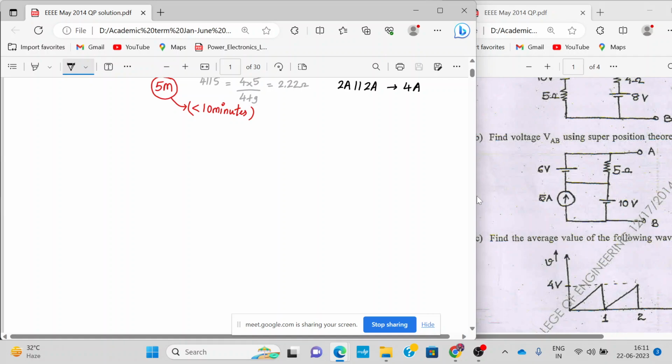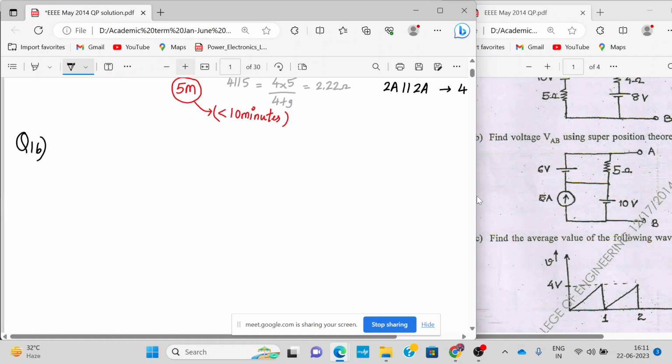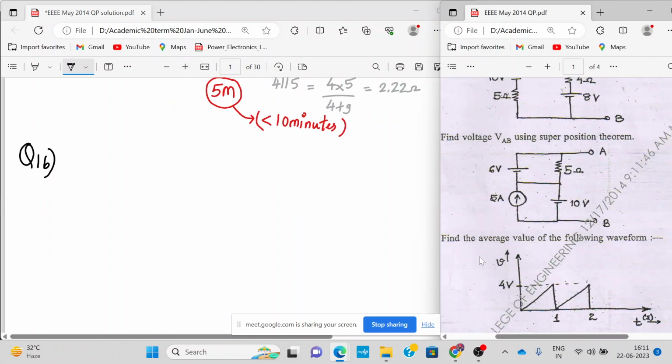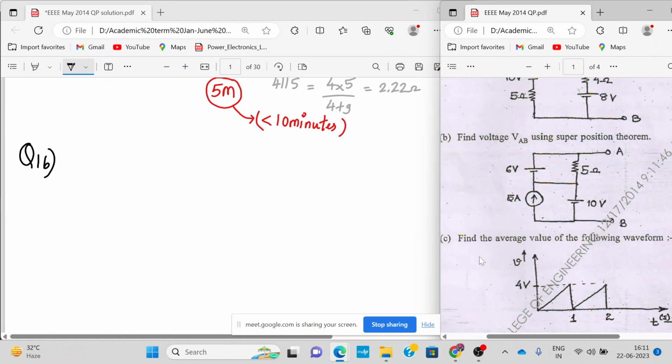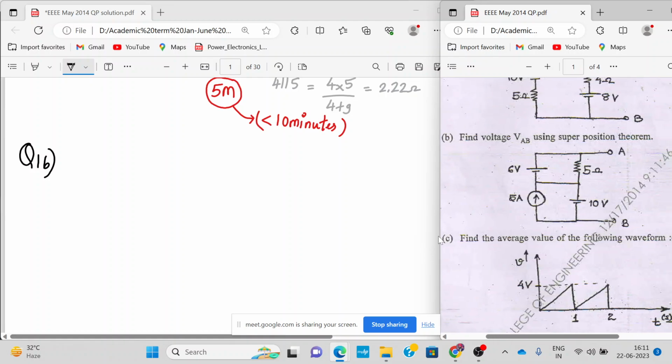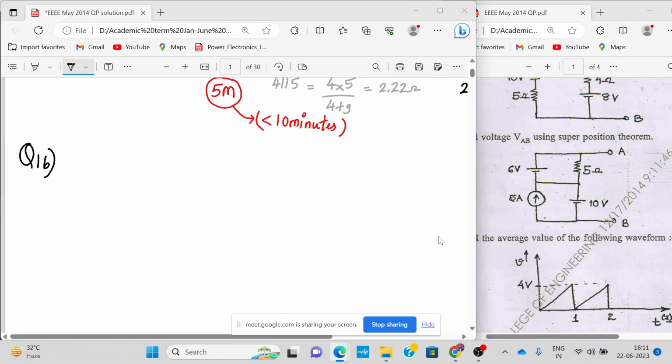Now we are going to take up the next question, question number 1b. We have to find the voltage VAB using the superposition theorem. So it will be a revision of the superposition theorem. What we have to find out is VAB, and the theorem given is superposition theorem. Okay, so quickly draw the circuit diagram.